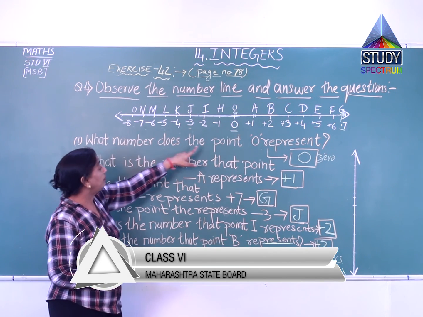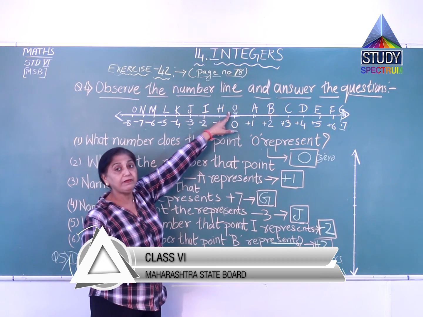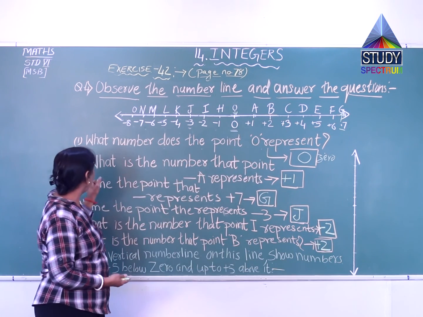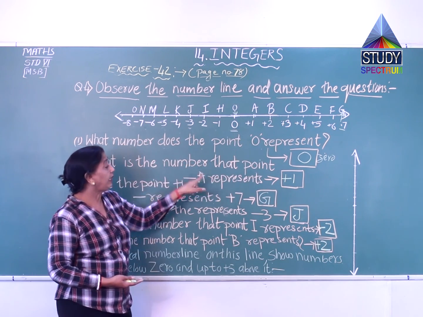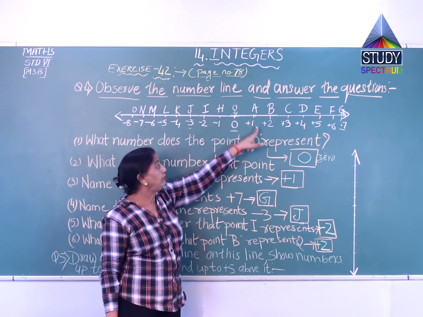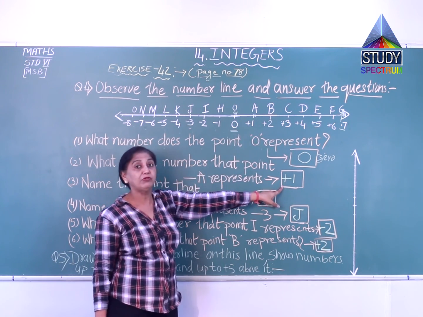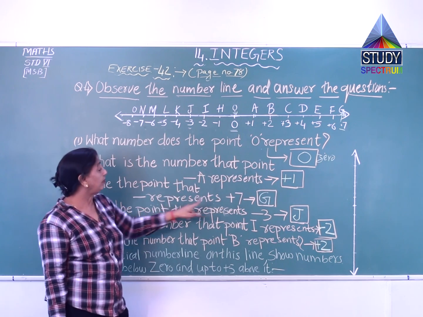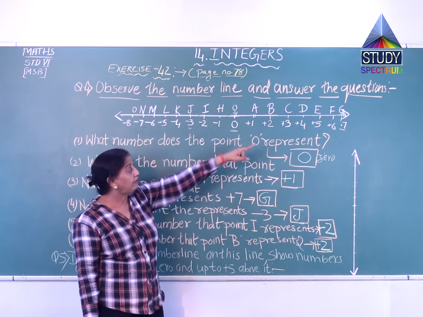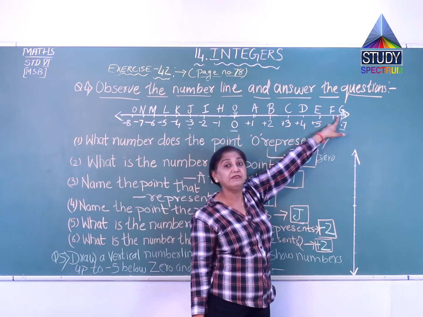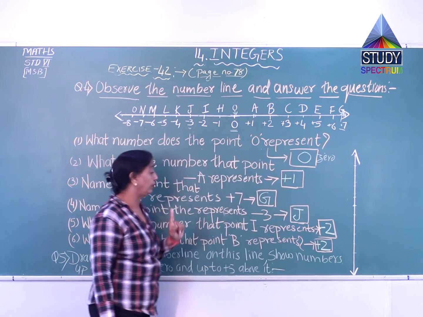Now what number does the point O represent? So O is here, so O represents 0, that is origin. Then in the second, what is the number that A represents? So A is the letter over here to the right of origin, positive 1, so I'll write positive 1. Then the name of the point that represents plus 7. So plus 7 is there, here in the last, and it represents which point? G. So I'll write G over here.